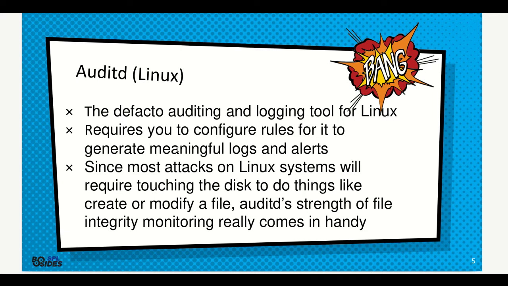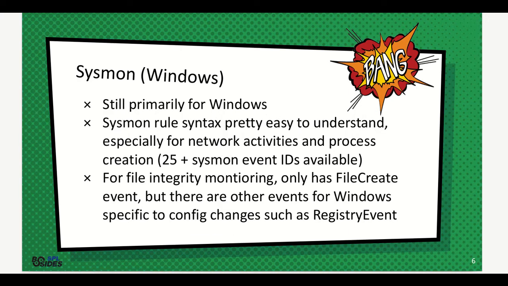Due to Linux's approach to representing everything as a simple file, Auditd has a primary strength of file integrity monitoring. Process creation and system calls can also be monitored and alerted on. Auditd's rule coverage is fairly complex, and I'm only simplifying the description of some of the commonly used capabilities here.